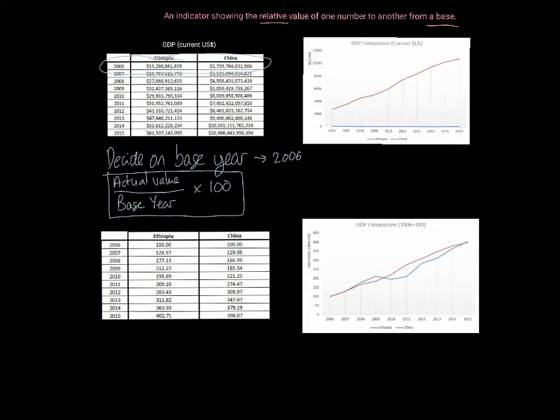So if I was working out, for instance, the index value for 2015 for Ethiopia, I take that number there, which is what have we got? 61,537,143,095. That's my actual value. I divide it by my base year, 15,280,861,835, and then I multiply the number that I get out of that by 100. And when I do that, I reach this indexed value down here of 402.71, and that means that the value in 2015 is just a shade over 4 times what it was in 2006.